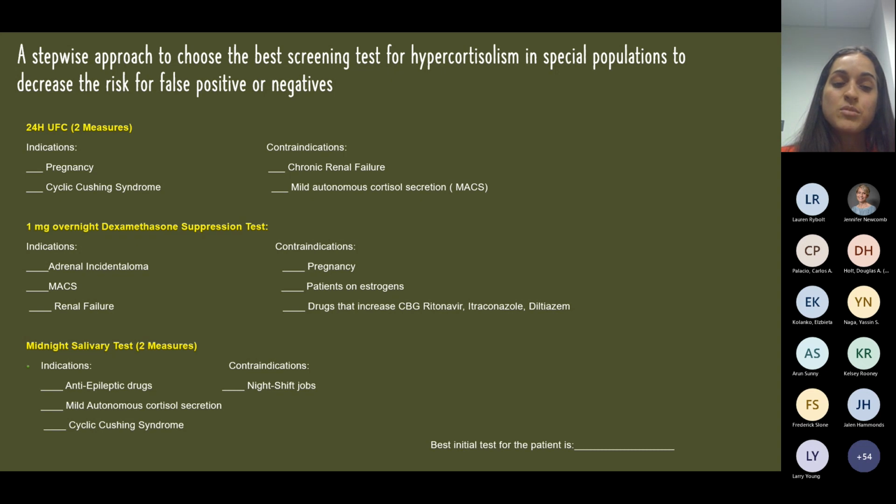For the midnight salivary test, we need at least 2 measures. It is a test that we can use for patients that are taking anti-epileptic drugs, for patients that have mild autonomous cortical secretion, and for patients that have cyclic Cushing syndrome. It is not a good test for patients that have night shift jobs.